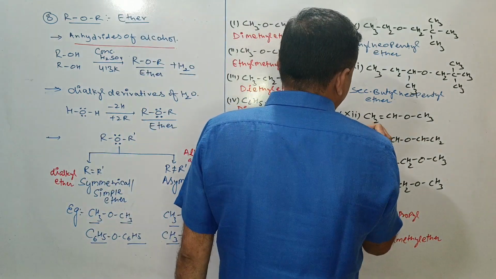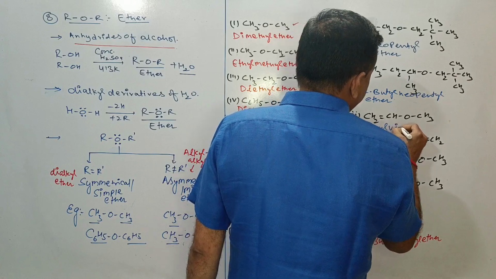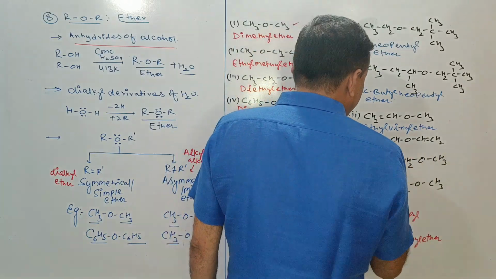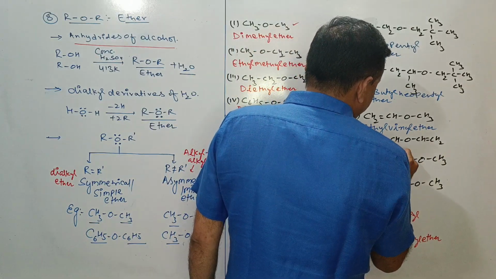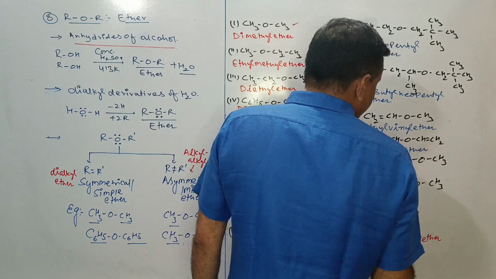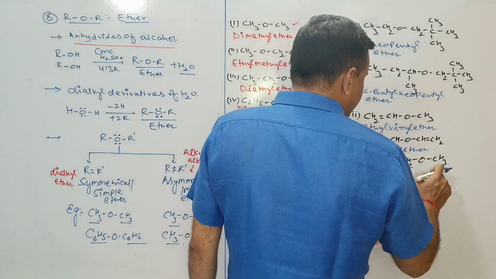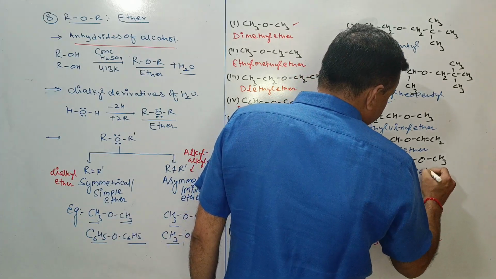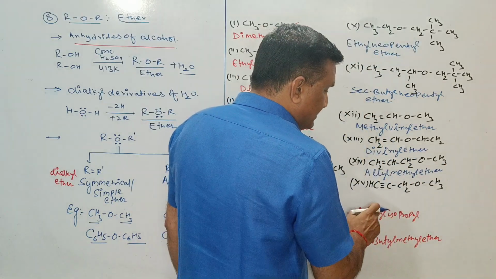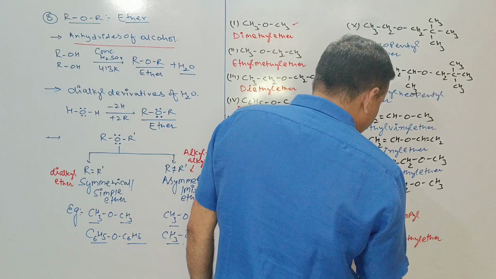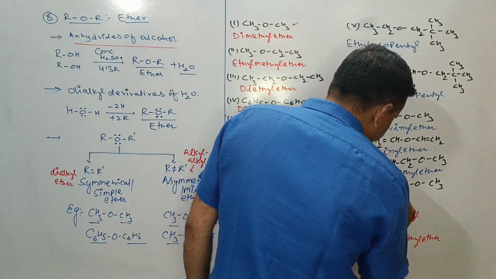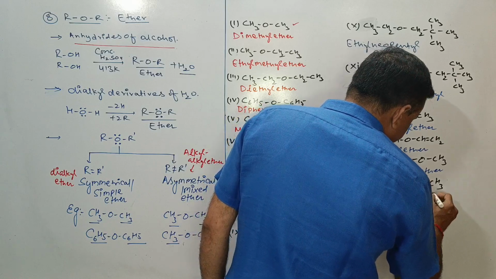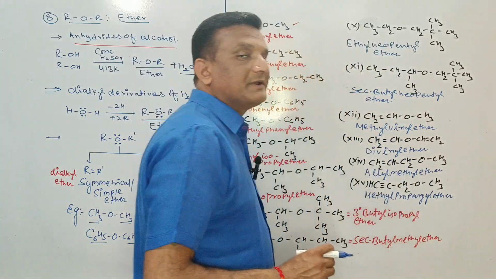If you go further, then this is called vinyl and this is the methyl. So this will be vinyl methyl ether, and this is the vinyl and vinyl, so you will call it divinyl ether. If you go with this, then this is the allyl and this is the methyl, so it is called allyl methyl ether. And if you go with this, then this is the propargyl and this is the methyl. So the name will be methyl propargyl ether. This was about the nomenclature of ether.